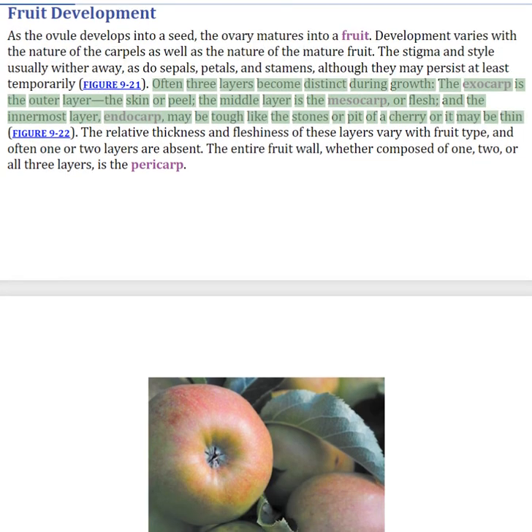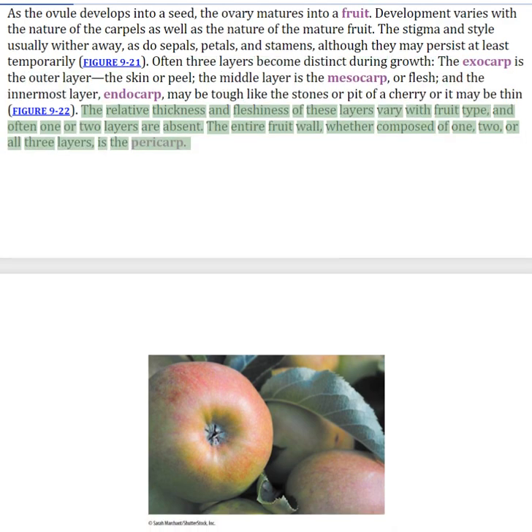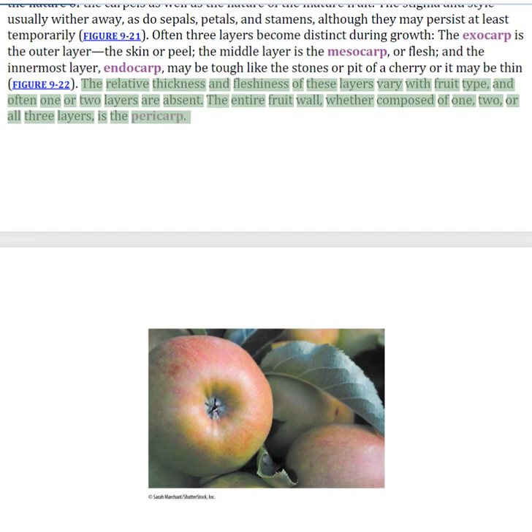Often 3 layers become distinct during growth. The exocarp is the outer layer, the skin or peel; the middle layer is the mesocarp, or flesh; and the innermost layer, the endocarp, may be tough like the stone or pit of a cherry, or it may be thin. The relative thickness and fleshiness of these layers vary with fruit type, and often one or two layers are absent. The entire fruit wall, whether composed of 1, 2, or all 3 layers, is the pericarp.